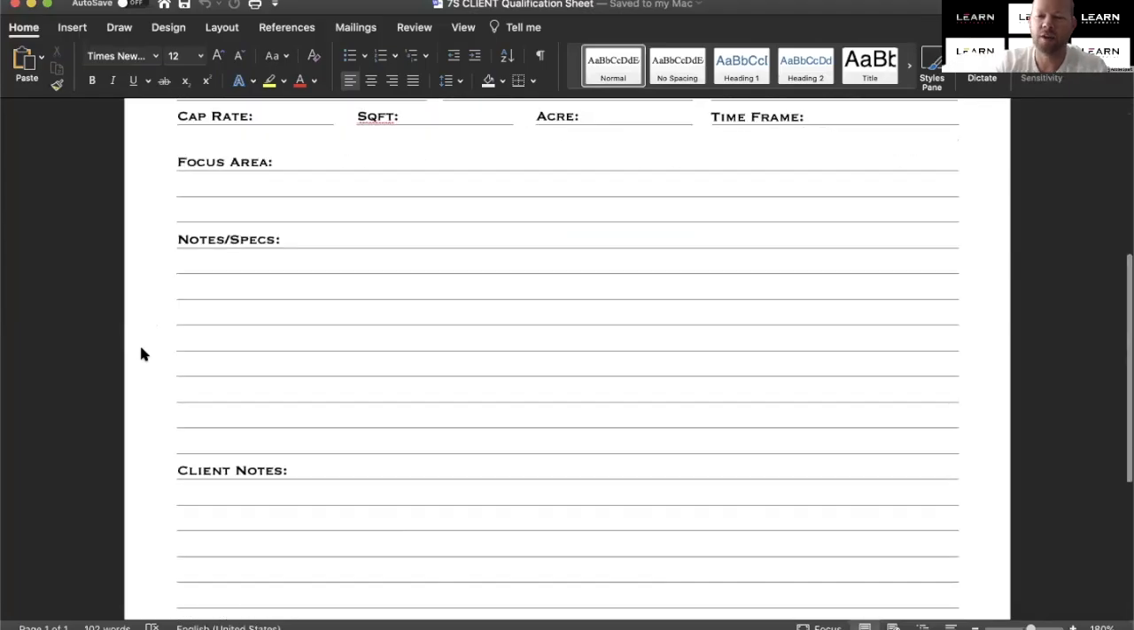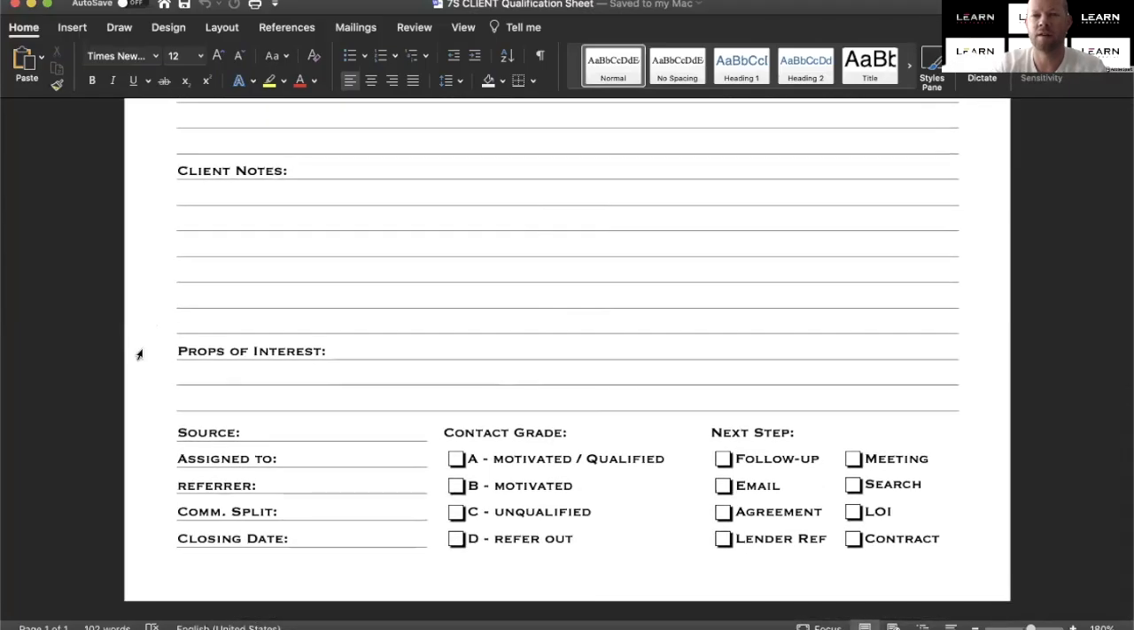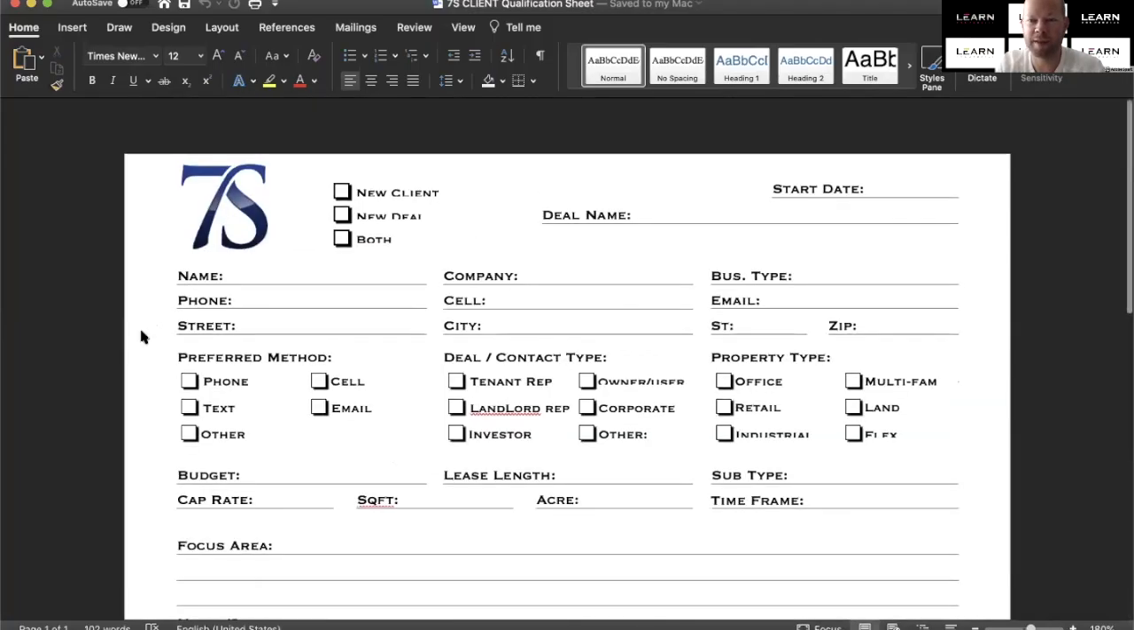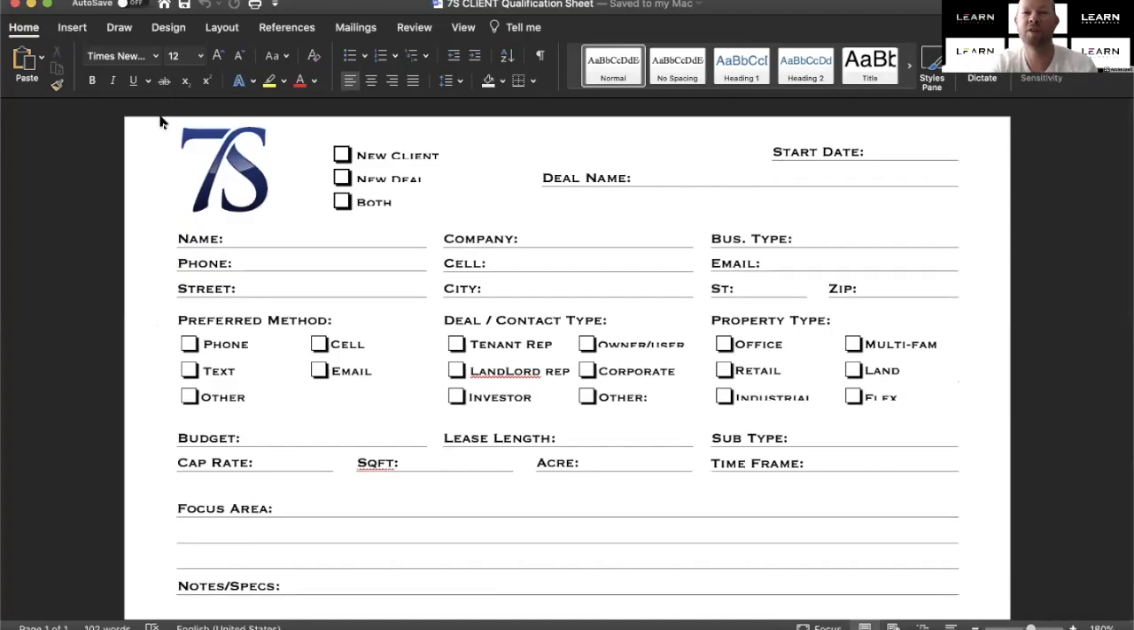But again, it doesn't matter what NDA you use or what anything, as long as you're using documents consistently, right? It's like, you know what a good CRM is? One that you use, right? Same thing with this. It doesn't matter what you use to get information, just do it consistently.